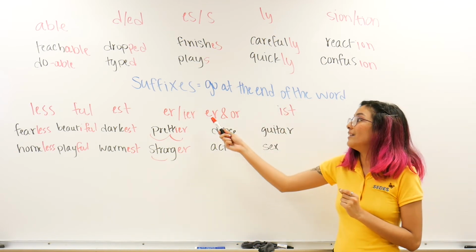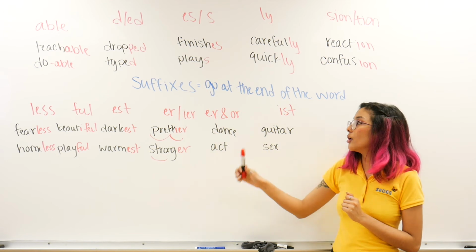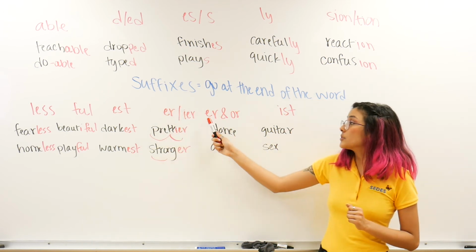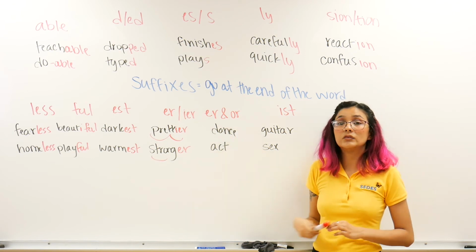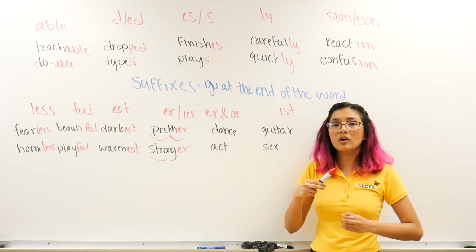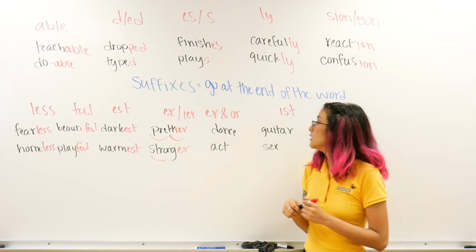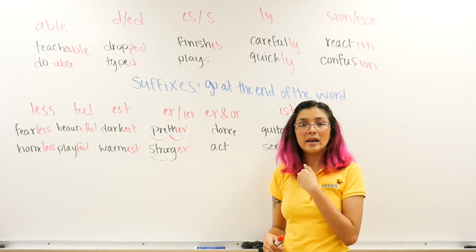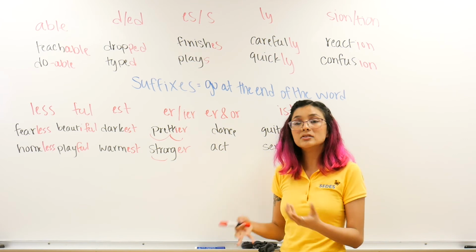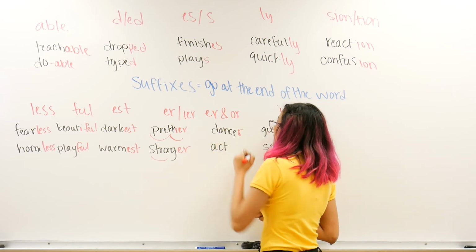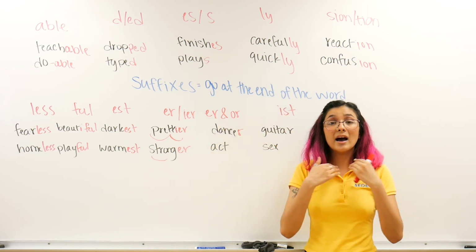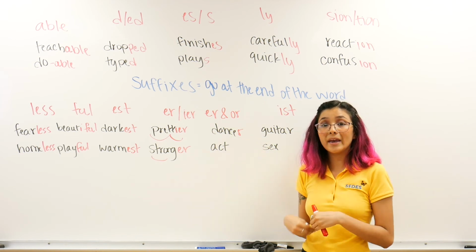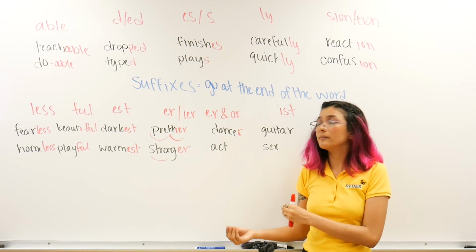Now we're looking at ER and OR. So this one can be for comparatives. This one and this one is for titles, for someone who does things. So for example, if I dance, what is my title if I dance? I am a dancer, right? So all I have to do is add the R. I am a dancer. If I dance, my title, my occupation is dancer.